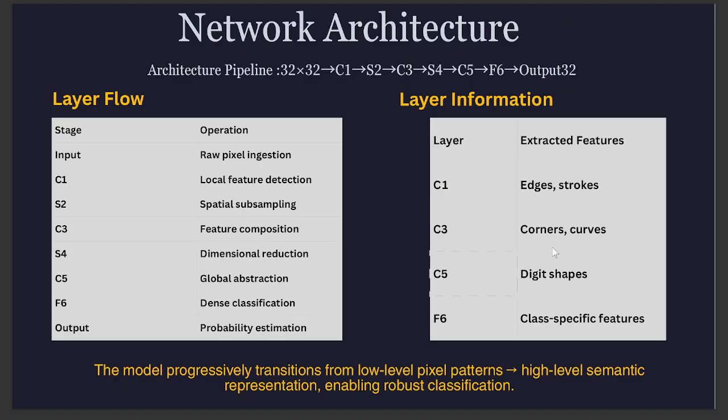Now let's see the architecture pipeline of the model LeNet 5 layer by layer. The first is the input layer. It takes in a 32 cross 32 grayscale image. It is just a raw pixel image, nothing special.